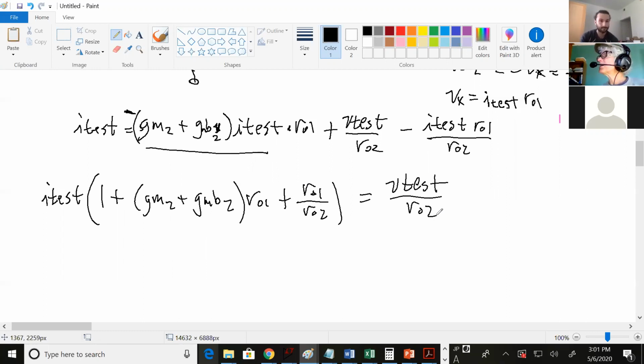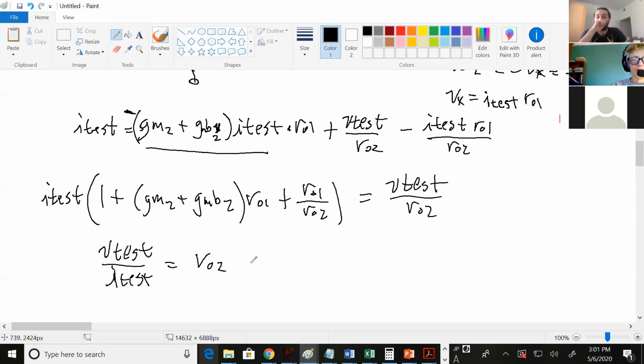Up to there, okay? What we actually want to find is V test divided by I test. So if you divide both sides out, V test divided by I test, you get RO2 times this whole thing.